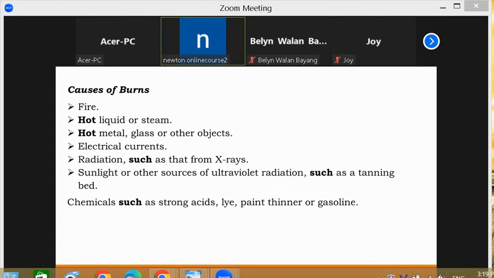Electrical currents, radiation such as from X-rays. So with too much radiation, burns will happen. Some persons get burns from sunlight or ultraviolet radiation. A tanning bed is a type of bed where a person lies down, and the direct radiation comes onto them.